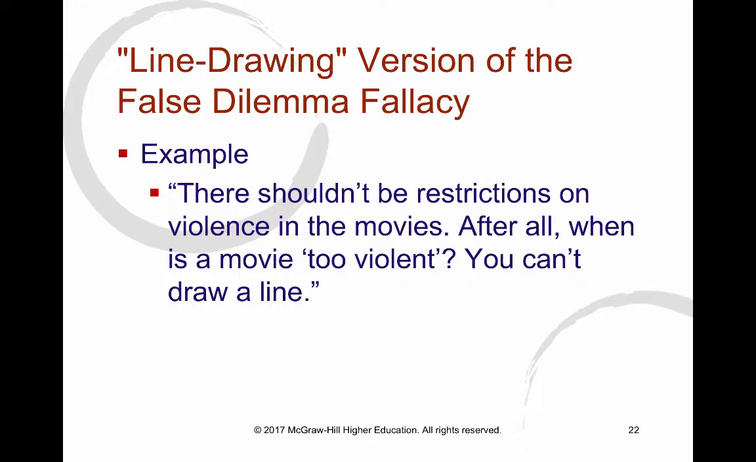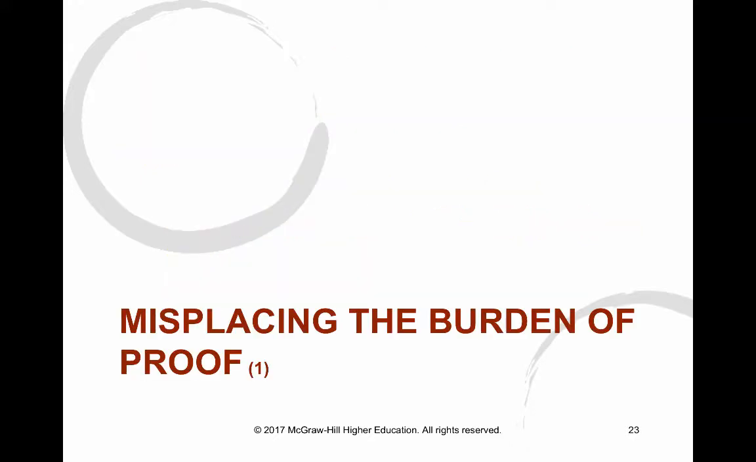But since there are obvious examples of movies with no violence, some violence, and way too much violence, even though the line may be imprecise, it is still there. Let's move on to fallacies that involve misplacing the burden of proof.